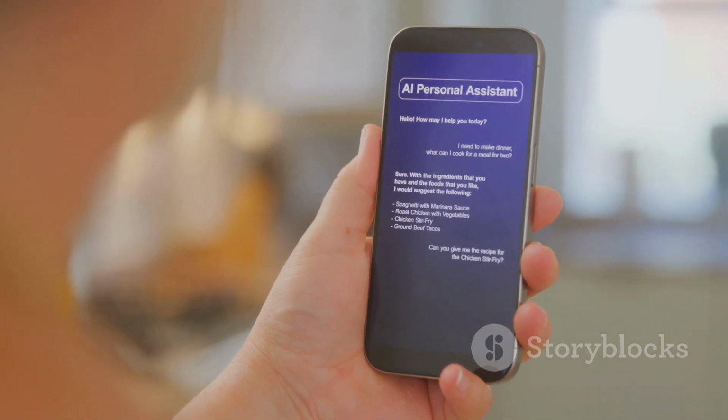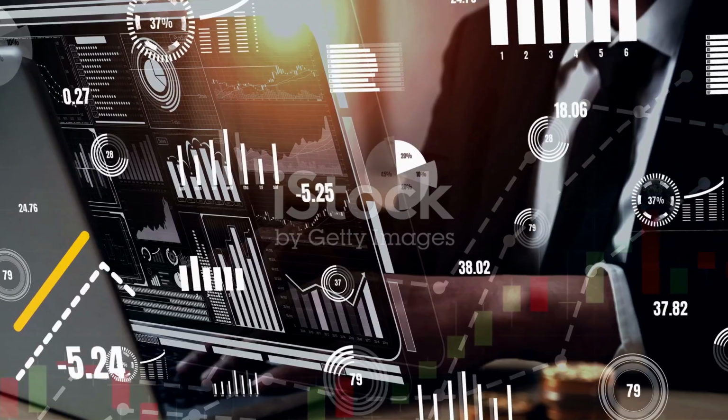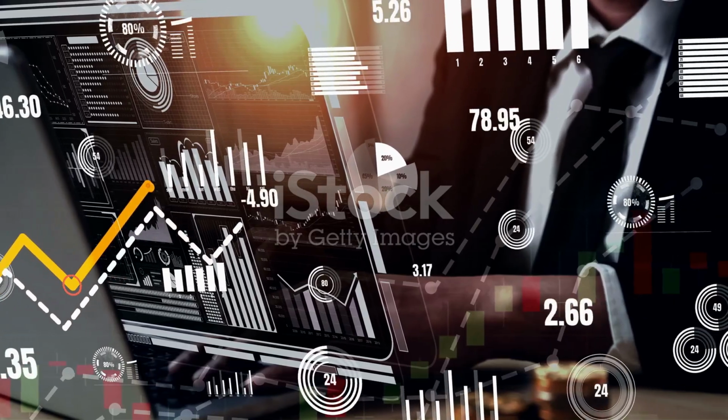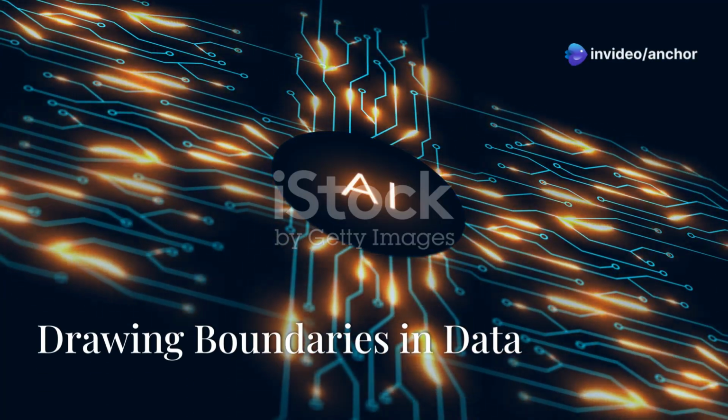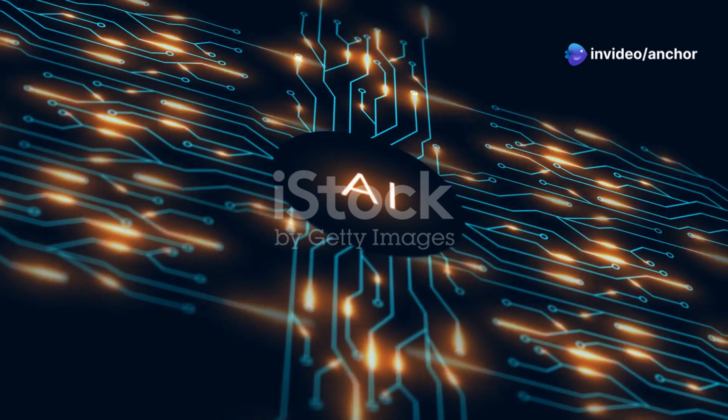AI algorithms are at work behind the scenes. Let's unravel the mystery of how they form predictions by breaking it down into smaller, more manageable chunks. Now, things are about to get a little more complex, but bear with me.